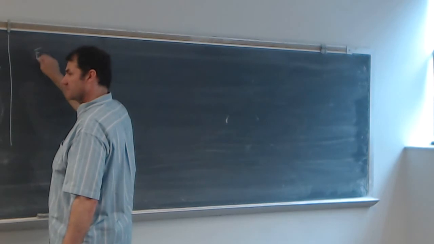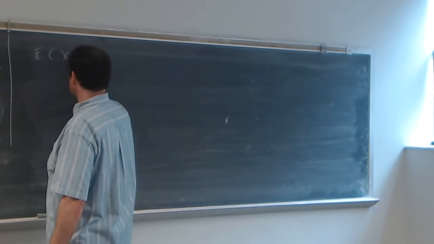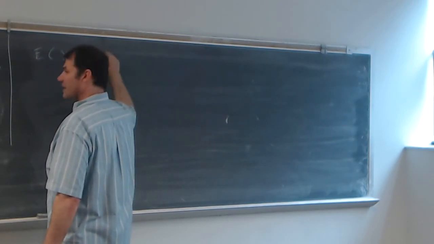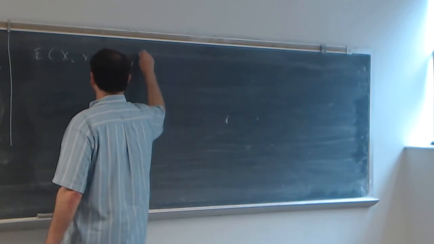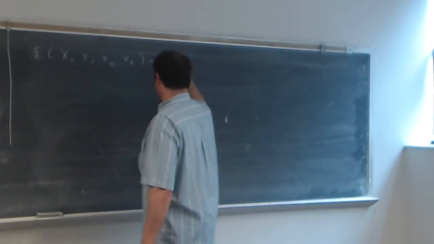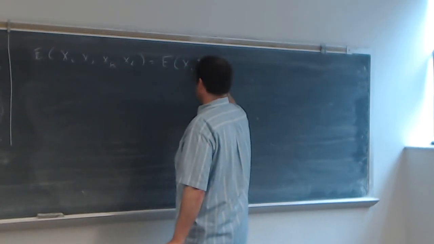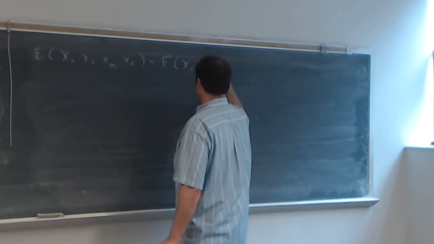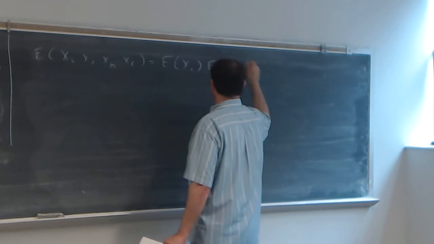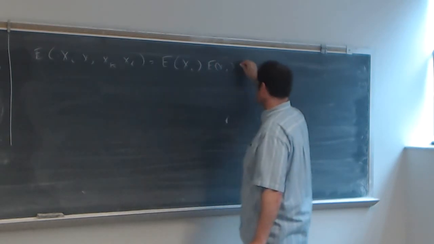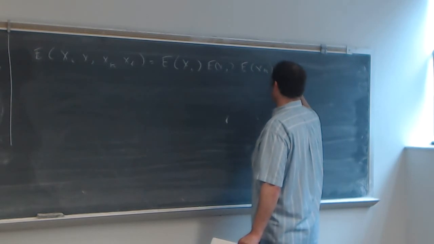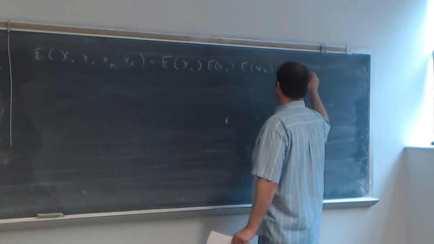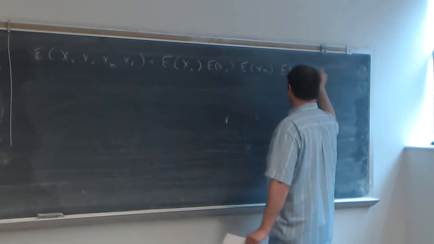So I'm going to write that down. The expected value of x sub i, x sub j, x sub k, x sub l is going to be equal to, due to independence, the expected value of x sub i times the expected value of x sub j times the expected value of x sub k times the expected value of x sub l. Each one of these is mu, and that's equal to 0.